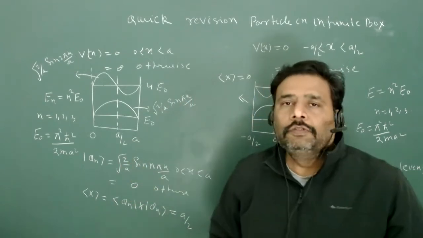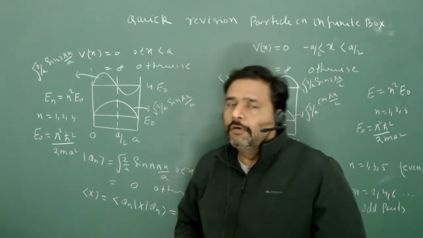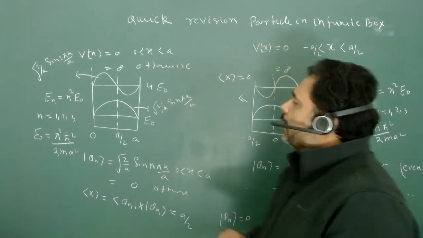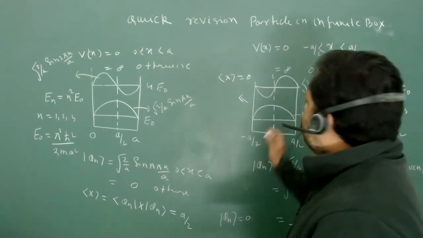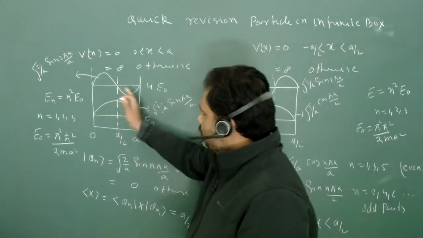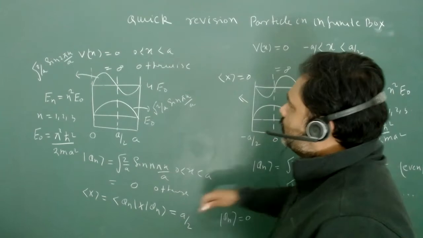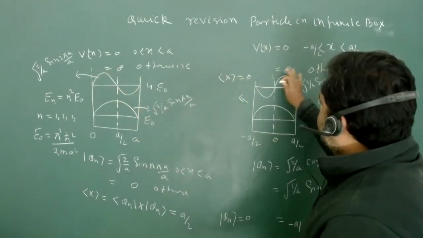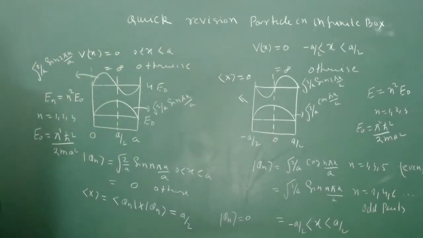I will just give you the formula of this particular integration, and I will also tell you where you can use this type of integration. Always you can see that the ground state is symmetric about center. The first excited state is antisymmetric about center. So this is the qualitative thing.